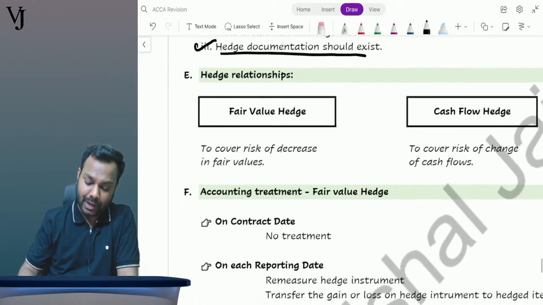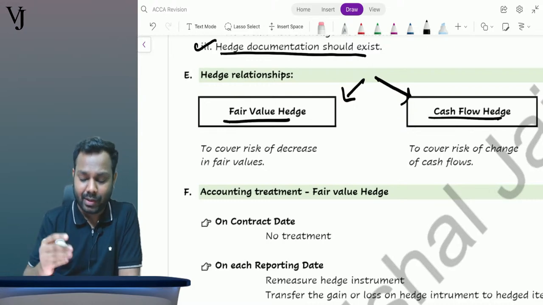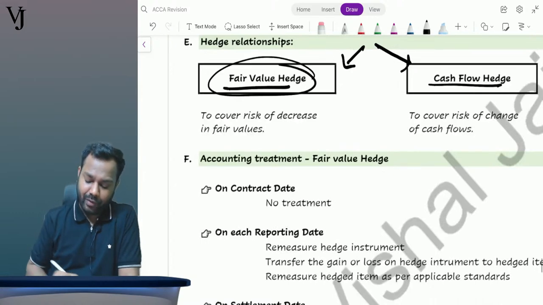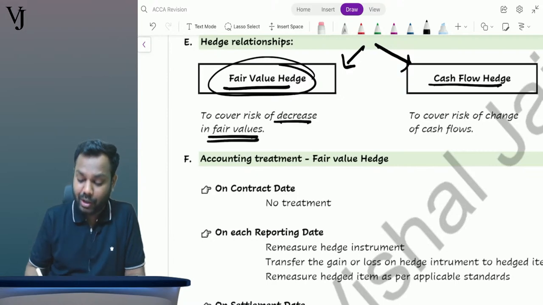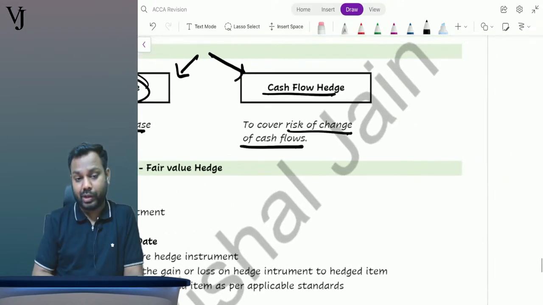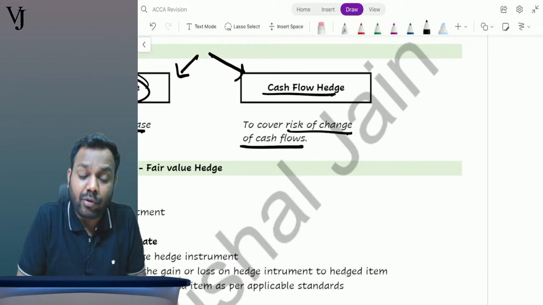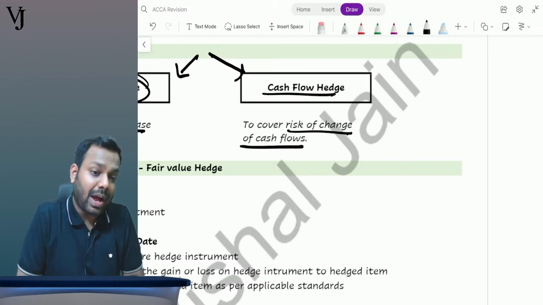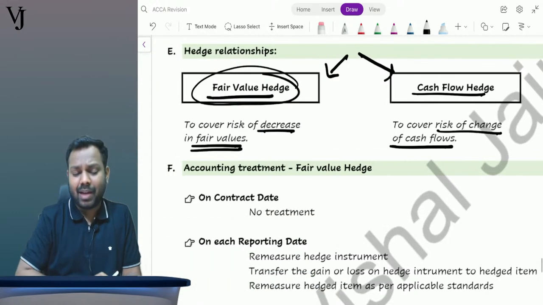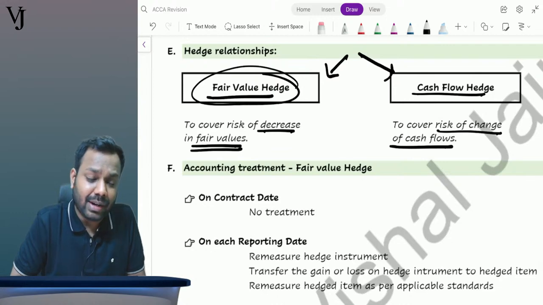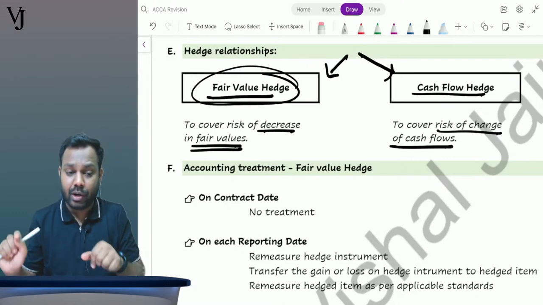Now, hedge relationships are of two types. One is fair value hedge and the other is cash flow hedge. What is the meaning of fair value hedge? Fair value hedge means I have a risk of decline in the fair value. Cash flow hedge means I have a risk of change in the cash flows. For example, I have taken a loan from a foreign bank. I have to pay the interest and repay the principal, right? So I expect that these cash flows might change. There is a risk. I have an investment in equity shares. I am worrying that the fair value might decrease. That's a fair value hedge. So for that, I have to enter into a fair value hedge. For the loan, I have to enter into a cash flow hedge.